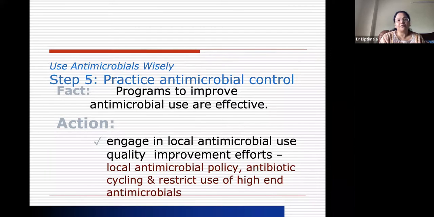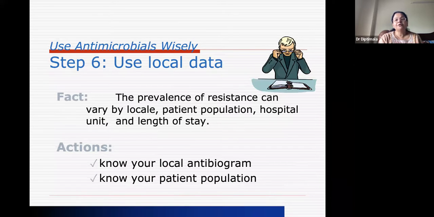Practice antimicrobial control. Programs to improve antimicrobial use are effective. Engage in local antimicrobial use quality improvement efforts, local antimicrobial policy, antibiotic cycling, and restrict use of high-end antimicrobials. Use your data, know your local antibiogram, know your patient population, and then decide the antibiotic.